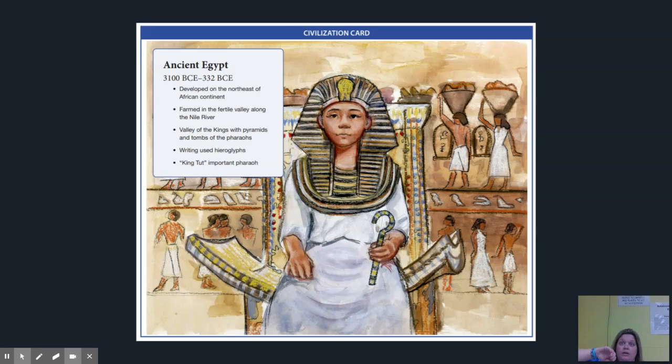It ran from Upper Egypt to Lower Egypt into deltas. You had the Valley of the Kings, with pyramids and tombs of pharaohs, which people still are learning from today. Their writing was called hieroglyphics, which was very 2D. And King Tut, or King Tutankhamun, is to some a very important pharaoh. He was a very young pharaoh who came to power at a very young age. But he also died at a very young age.